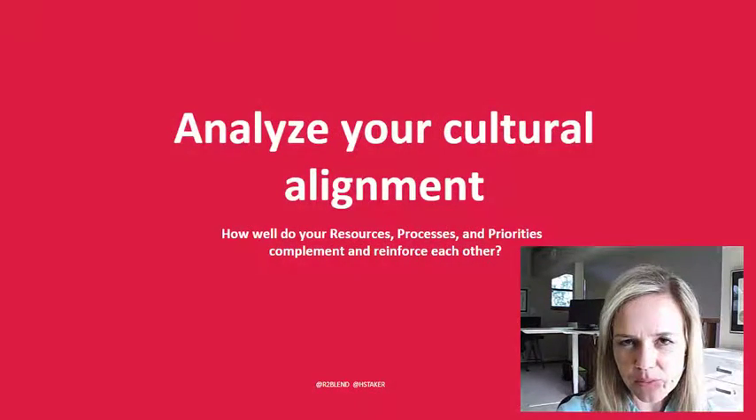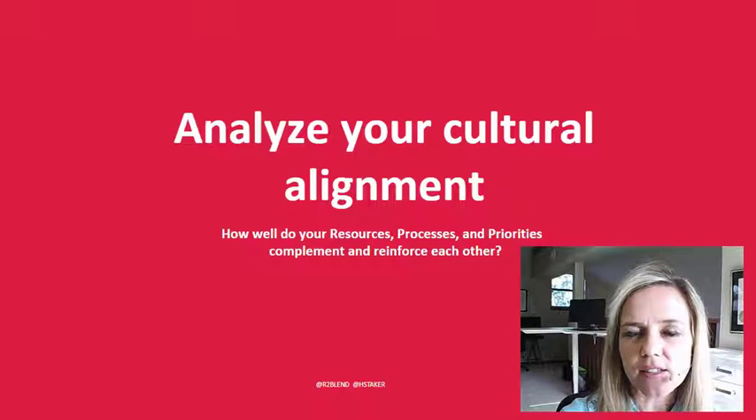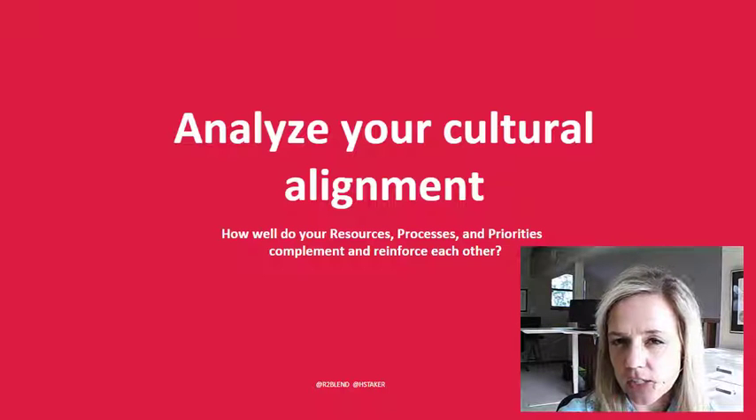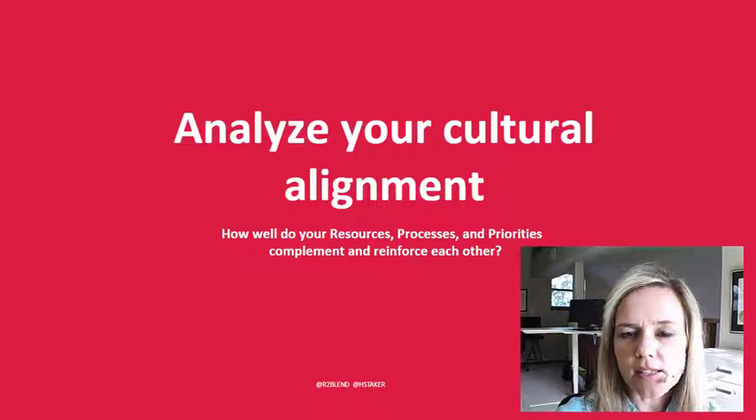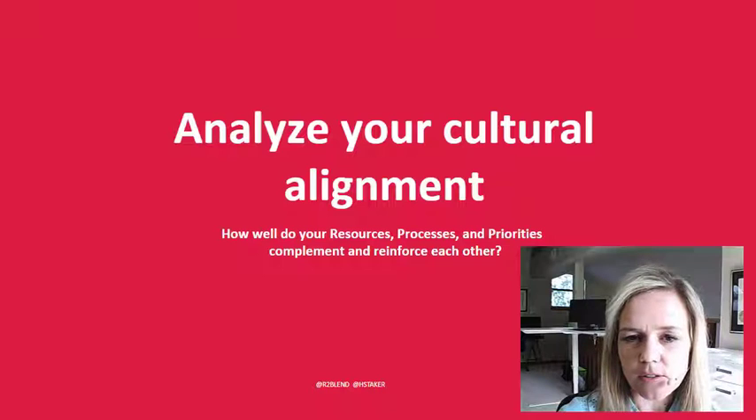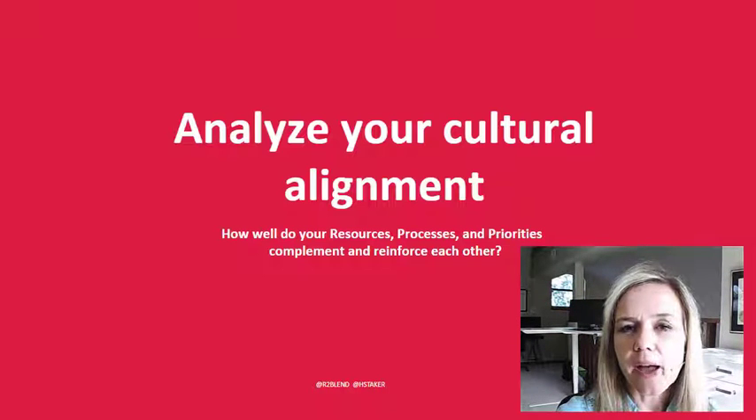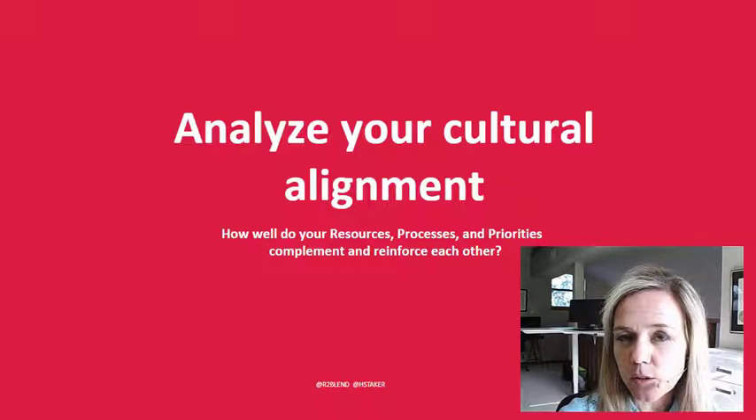Now turning to page 2 of your worksheet, it's time to analyze your own cultural alignment. So we just looked at a bunch of hypotheticals. Let's think about your own RPPs and whether they complement each other or whether they clash and they contradict each other. Which processes in your organization or classroom would you say complement your priorities the most? Which processes would you say contradict your priorities the most? And then how about your resources? Which complement your priorities and which contradict your priorities?